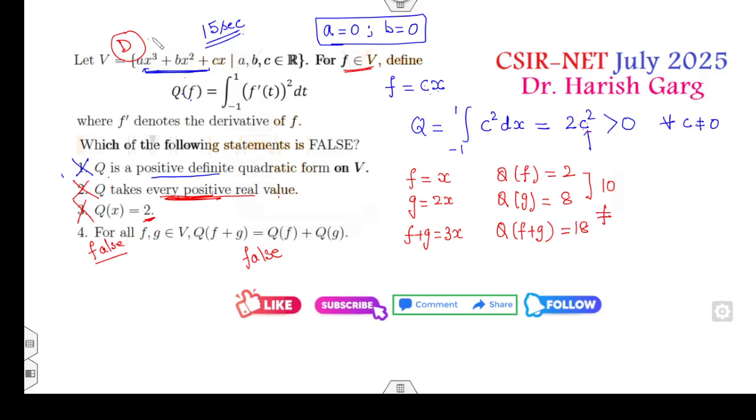So you can see that it's a very simple question. You just take all those values as per your convenience.